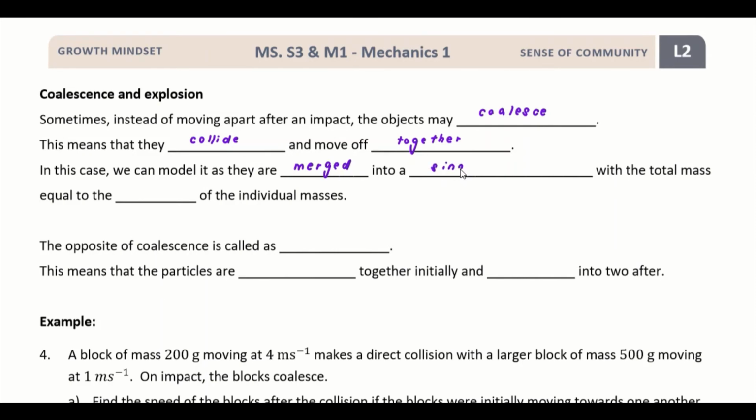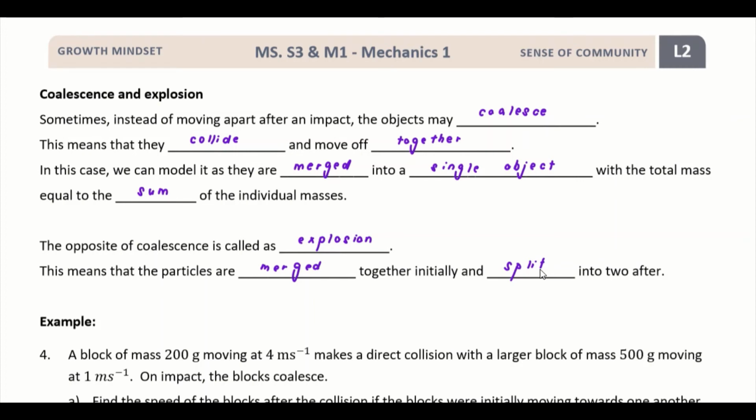In this case, we can model it as them being merged into a single object. So when we calculate the total momentum after the collision, the total mass is equal to the sum of the individual masses. The opposite of coalescence is explosion, but we are not going to look so much at this part under this syllabus. It's the opposite of the cases we mentioned just now: the particles are merged together initially, then after that they split into two.